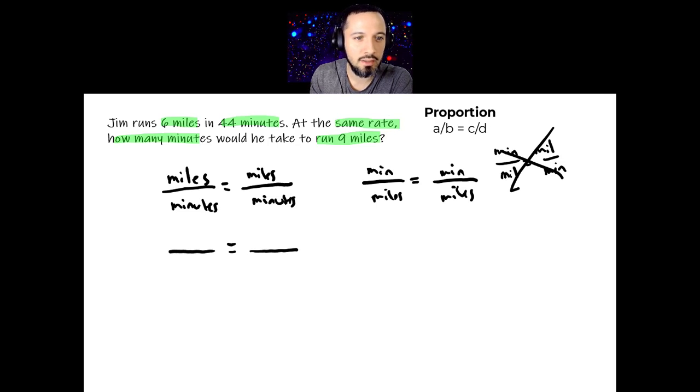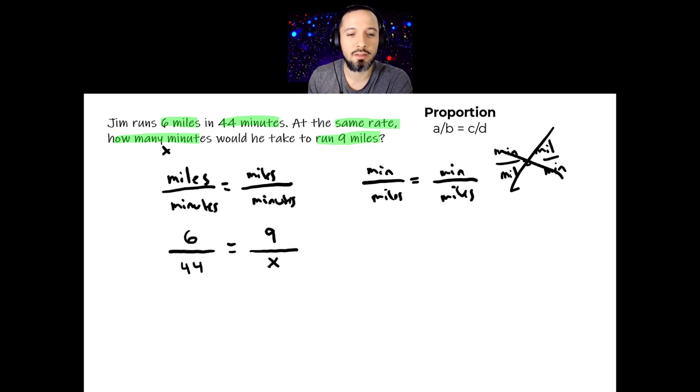You can see here that when he runs 6 miles, it took him 44 minutes. And then they're saying at the same rate, how many minutes? So the unknown is the minutes. That's my x. I'm going to call the bottom one minutes, miles. The bottom one, minutes, is going to be x, and then the miles is 9. Notice that the pairs have to be together. So 6 miles, 44 minutes has to be one fraction. The other fraction is the other information you were given: 9 miles, how many minutes?